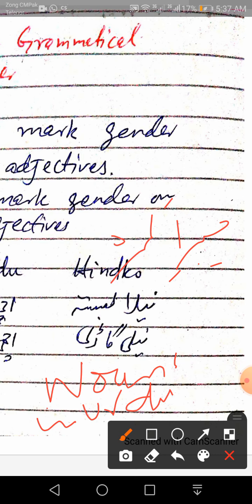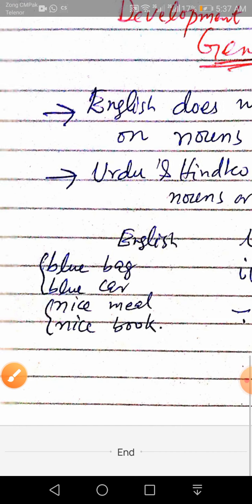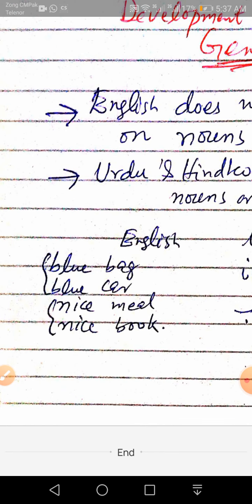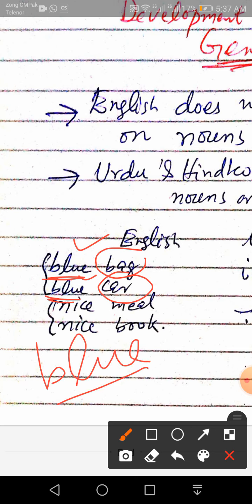Mera kamra, meri baithik. Now we never say mera baithik. It means Urdu is sensitive with these adjectival phrases. Now, English does not use grammatical gender. You see, bag and car are two nouns in English, and we use the same adjective, blue. There is no change in blue, B-L-U-E, the same word. But in Urdu, we use nila and nili. So there are inflections at the end.